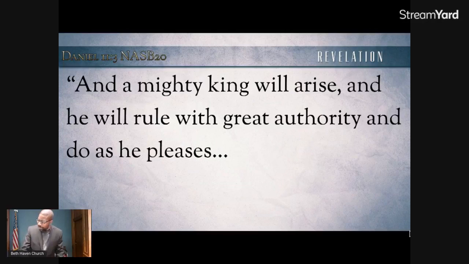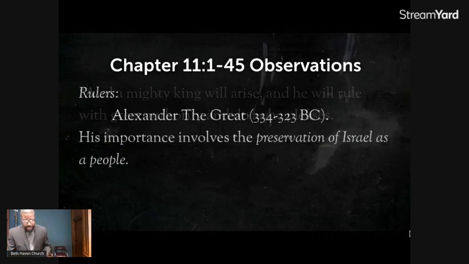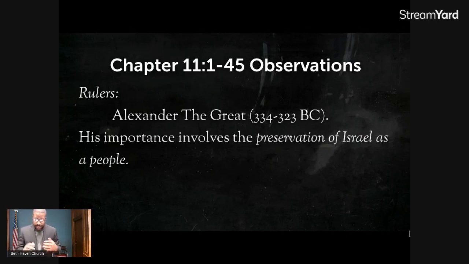And a mighty king will arise. This is verse 3. And a mighty king will arise and rule with great authority and do as he pleases. Now, we've already talked about four rulers that have come up, but who is this mighty king, this great king that will arise and basically do as he wants? This ruler or this king is Alexander the Great. His importance involves, again, the preservation of Israel as a people.